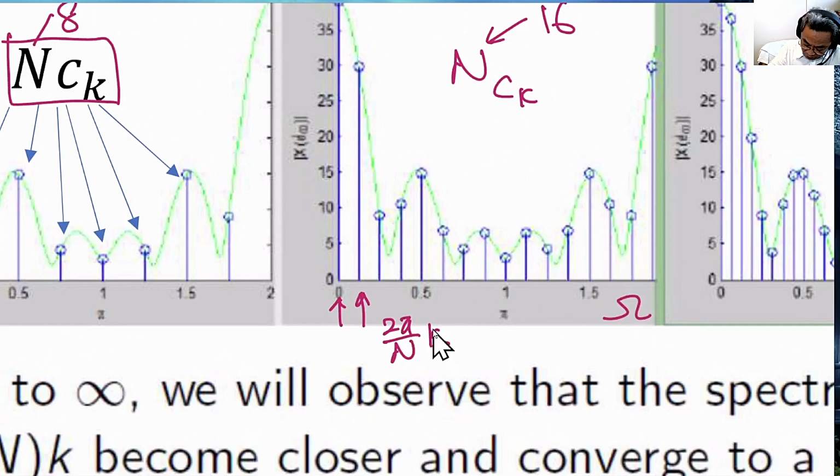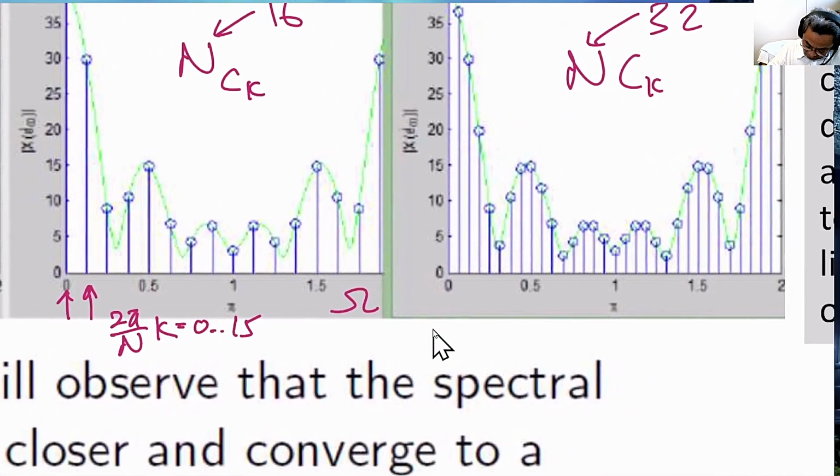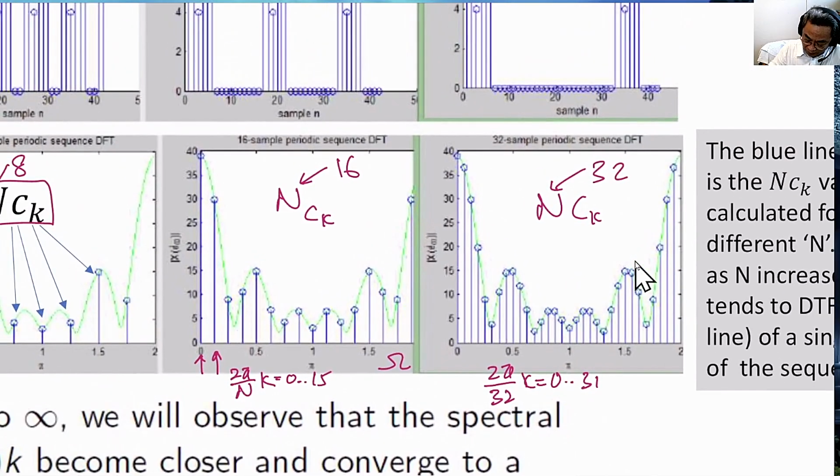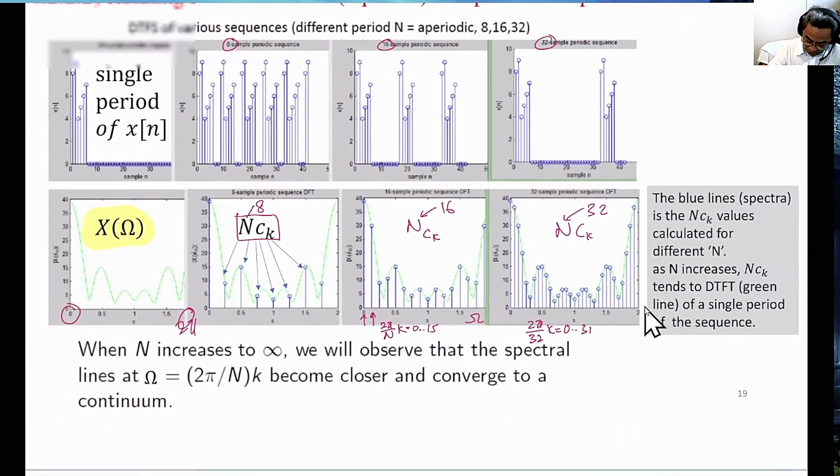So in this example, k equals 0 to 15, and the next example is 2 pi over 32 times k, with k equals 0 to 31. And so you see actually more and more lines here. But these more and more lines, when we multiply N by c_k, are actually this blue line. And of course, when N goes to infinity, it becomes the green line, which is the continuous function.